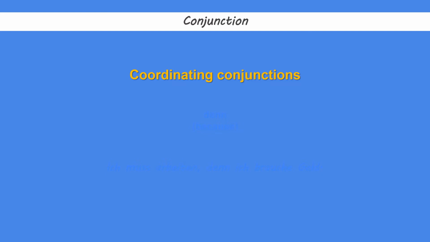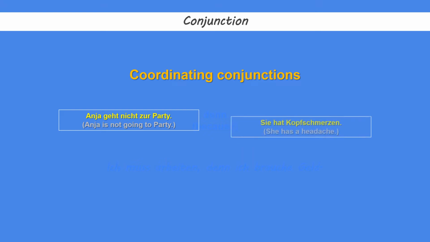Anja geht nicht zur Party. Anya is not going to party. Sie hat Kopfschmerzen. She has a headache.